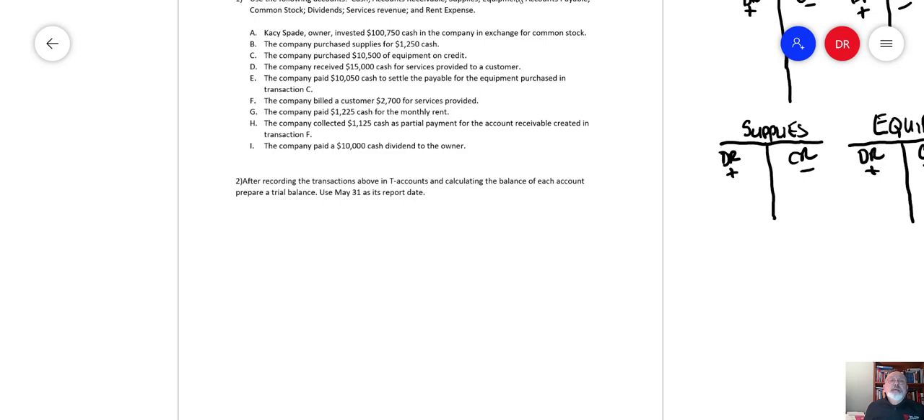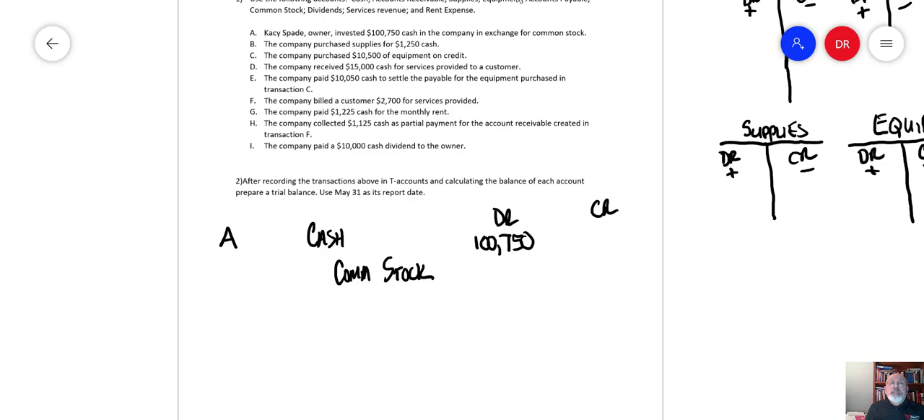Here it says that Casey Spade, owner, invested $100,750 cash in the company in exchange for common stock. So for letter A, we have cash as an asset and it's increasing, so we're going to debit cash. This is the journal entry of $100,750. And we're going to increase common stock because the owner is going to take ownership of the company.